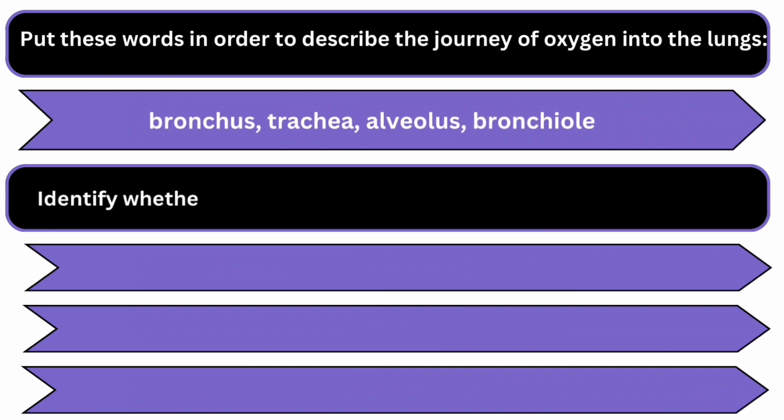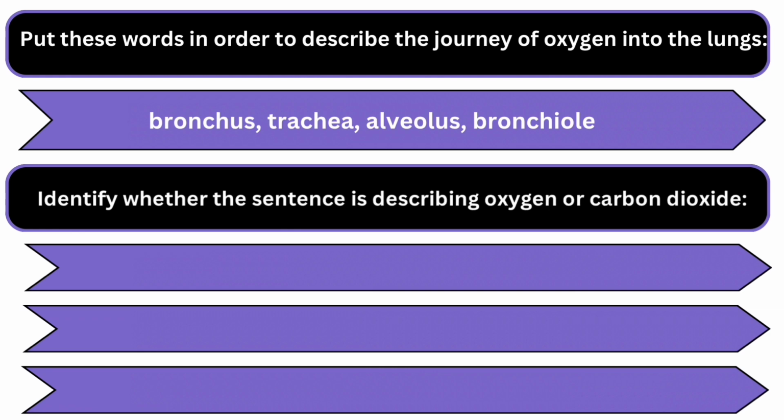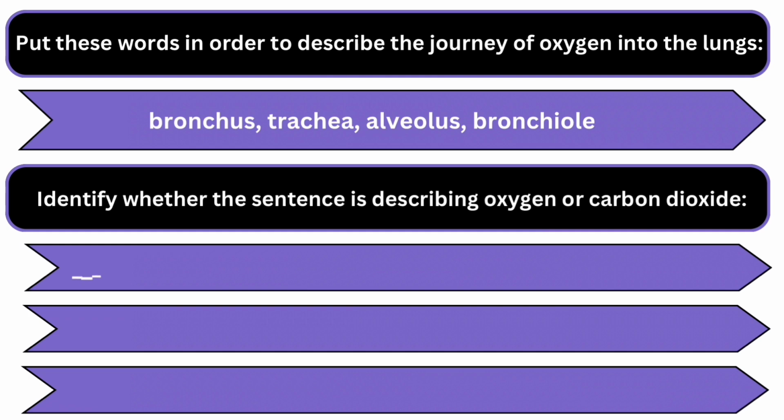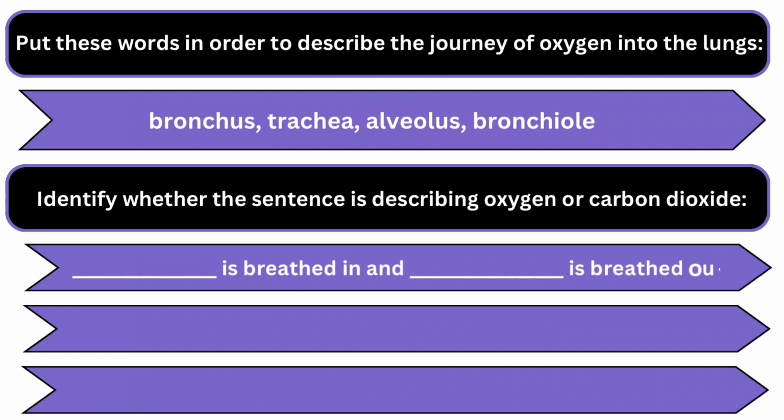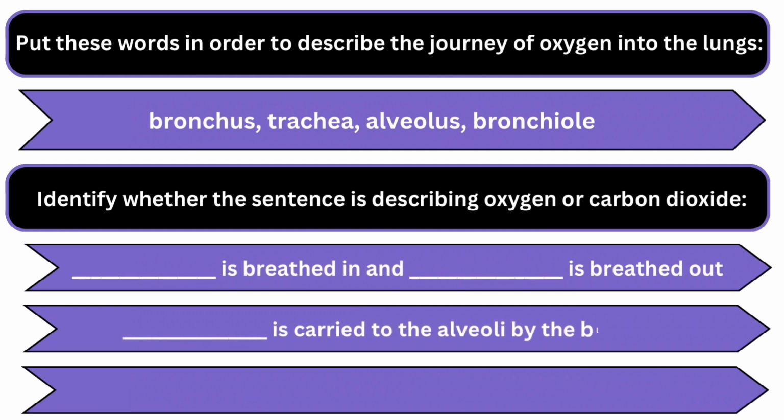For the second part of the quiz, you need to identify in each sentence whether the missing word is oxygen or carbon dioxide. Here's our first sentence. So something is breathed in and something is breathed out. So on each of those lines, you either need to write or say oxygen or carbon dioxide. The next one is: something is carried to the alveoli by the blood. So is that oxygen or is it carbon dioxide?